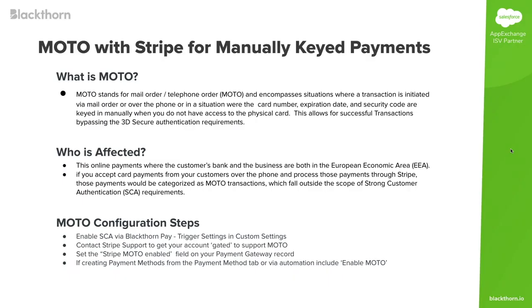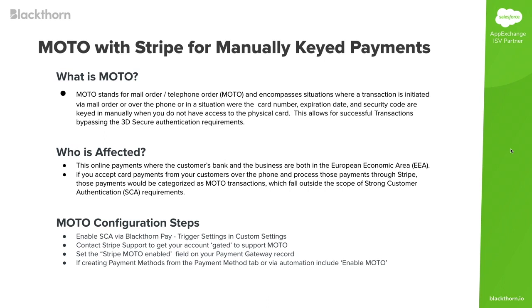So the next new feature we're going to talk about is MOTO with Stripe for manually keyed payments. And this is an extension of the prior new feature we discussed, where this is applicable to customers affected by SCA regulations in Europe. This particular new feature, unlike the prior, is related to situations where you are keying in credit card details directly to Salesforce as opposed to the customer going through a checkout experience like you saw in our PayLink and donations examples.